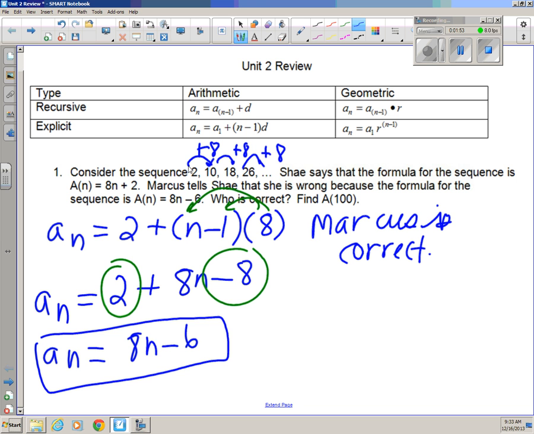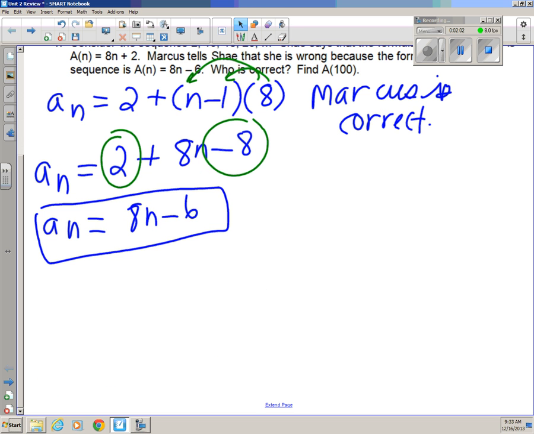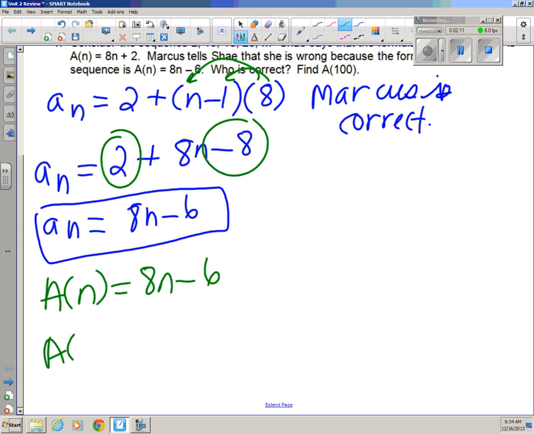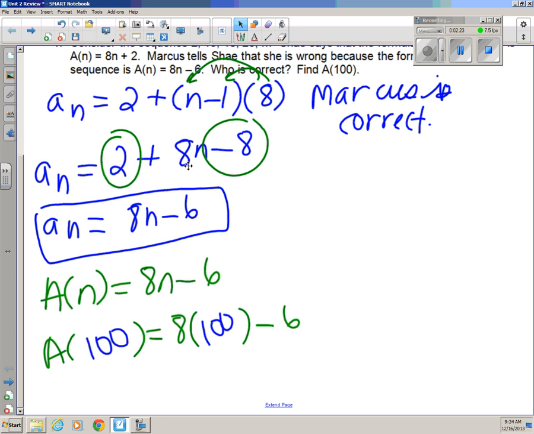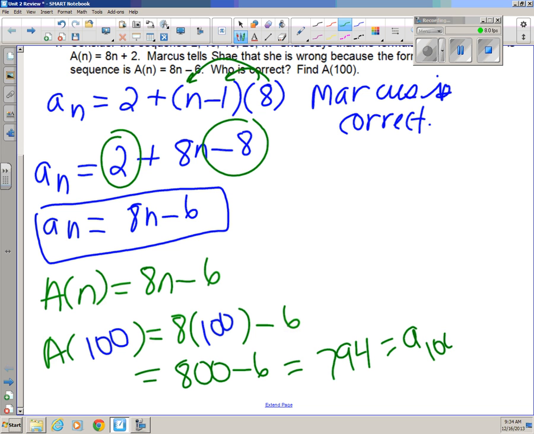When we want to find a of 100, we can use Marcus's setup, or we can use the explicit rule. It doesn't matter which one. I want to show you that it really doesn't make a difference. If we use Marcus's setup, a of n equals 8n minus 6, and we want to find the 100th term, all we need to do is multiply 8 times 100 minus 6. Then we get 800 take away 6, so the 100th term equals 794. That's going to be a of 100.